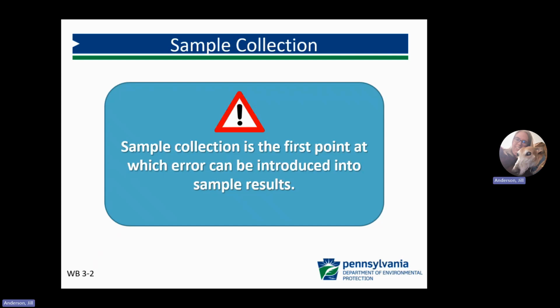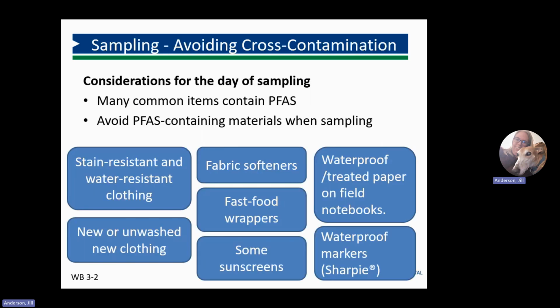Let's talk about sample collection. Note that sample collection is the first point at which error can be introduced into sample results. So let's look at avoiding cross-contamination and other sampling considerations. As we learned in Lesson 1, many common items contain PFAS, such as those shown here and listed in the workbook. These items could potentially be a factor during sampling.